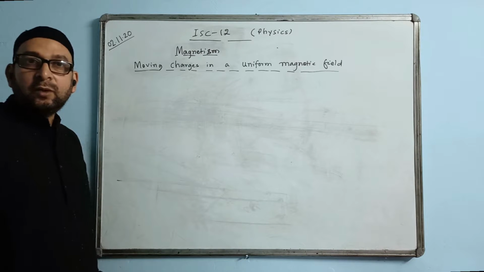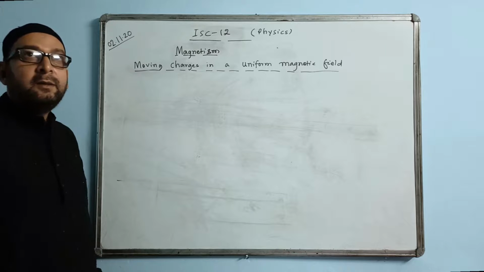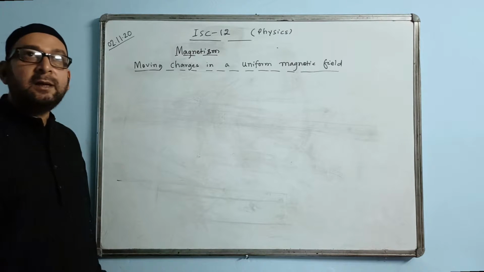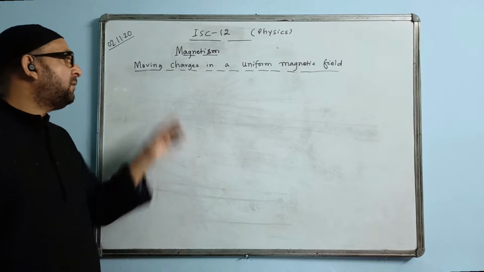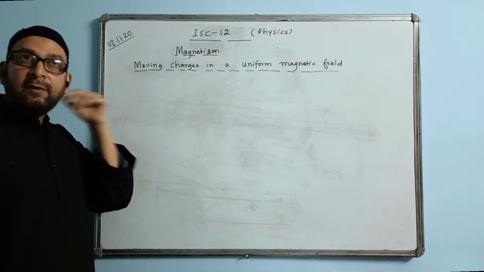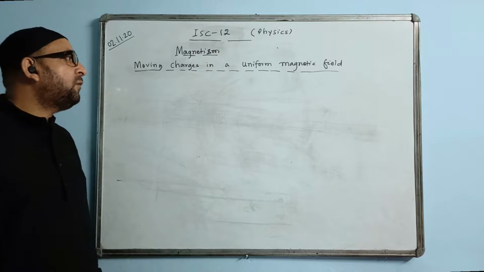And there, I gave you the formula of Lorentz magnetic force. F is equal to qvB sin theta. The force depends upon the angle theta also. What is theta? Theta is the angle between the velocity vector and the magnetic field, the direction of velocity and the direction of magnetic field.